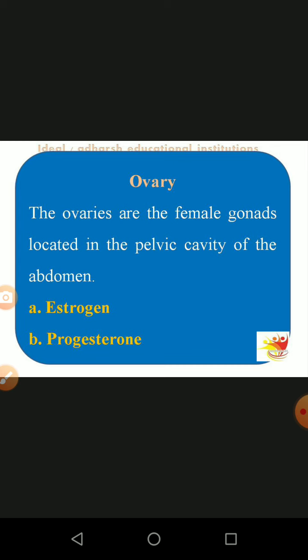The ovaries are the female glands, located in the pelvic cavity of the abdomen. So it is available in the pelvic cavity. Two ovaries are available, one on either side. Then they secrete three different types of hormone.